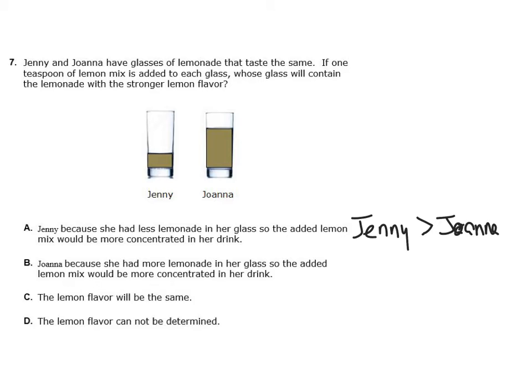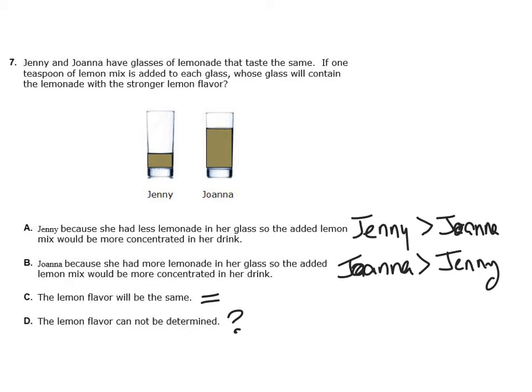Okay, for B, it says Joanna, because she had more lemonade in her glass, so the added lemon mix would be more concentrated in her drink. So this one's saying Joanna is greater than Jenny. The last one says the lemon flavor would be the same. So there's no change, so they're equal. And then the letter D says the lemon flavor cannot be determined. So that's the one we're not sure of.